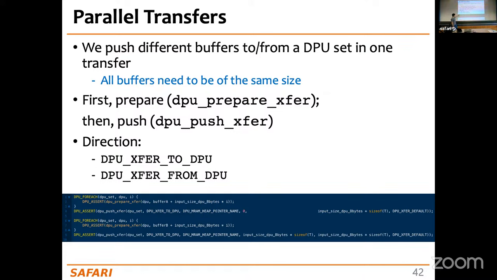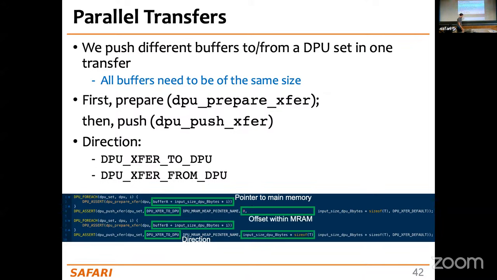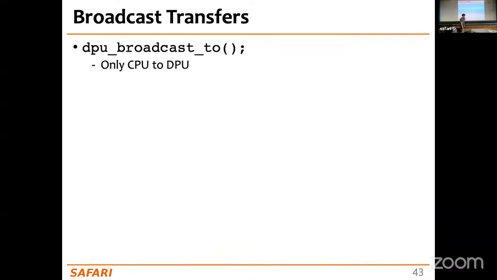The first thing is to prepare the transfer for each DPU. Notice that here we have the pointer to the main memory, the direction, and the offset within MRAM. Starting always from the MRAM heap pointer, we indicate the offset, and the CPU will send the buffers of that particular size to all the DPUs in the DPU set at the same time. Okay?